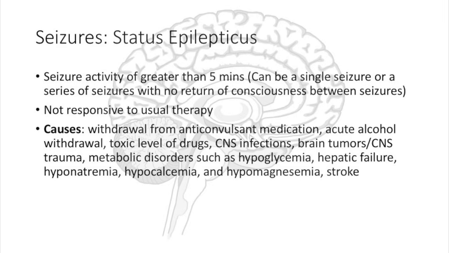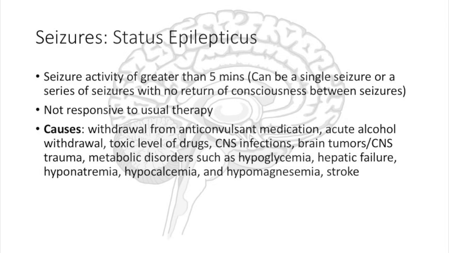The seizure types that are on the test include status epilepticus. This is seizure activity of greater than 5 minutes, and it can be a single seizure or a series of seizures with no return of consciousness between those series of seizures. This is not responsive to usual therapy, such as Ativan or Dilantin. Some of the causes for status epilepticus are withdrawal from anticonvulsive medication, acute alcohol withdrawal, toxic level of drugs, CNS infections, brain tumors, CNS trauma, metabolic disorders such as hypoglycemia, hepatic failure, hyponatremia, hypocalcemia, and hypomagnesemia, and also stroke.